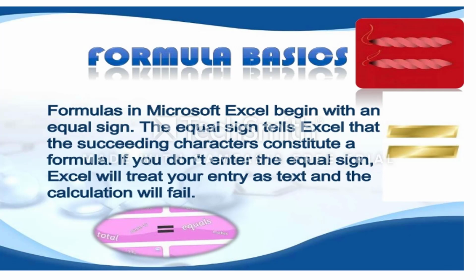Next one is formula basics. How do we use formulas in MS Excel? Formulas begin with the equal sign. The characters following the equal sign constitute a formula. If you don't enter the equal sign, it cannot be considered a formula. The calculation will fail and it will be considered only as text. That is formula basics.